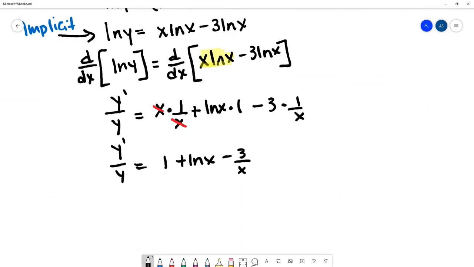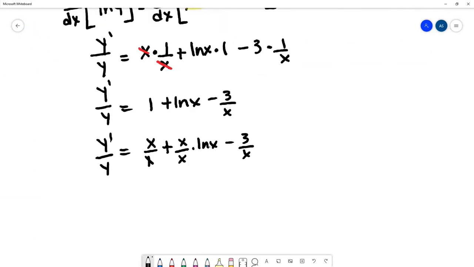So I'll get a common denominator. So I'll change the 1 to x over x. The natural log of x, multiply that by x over x. And I don't need to multiply by anything on the last term. So now I have a common denominator. That would give me x plus x natural log of x minus 3 over x.